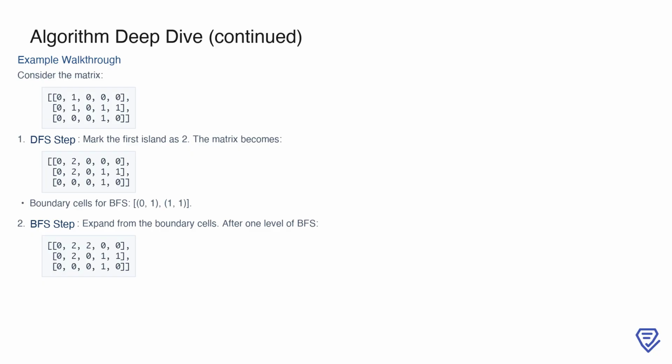Consider the given matrix. The first step is to use DFS to identify and mark the first island. By starting from the first land cell, we label all connected land cells of the first island as 2. The updated matrix shows the first island marked, and the boundary cells identified for BFS are at positions 0,1 and 1,1. Next, we initiate the BFS to find the shortest bridge.